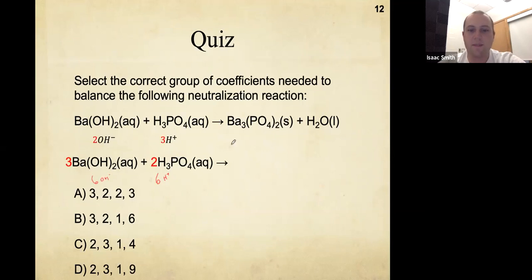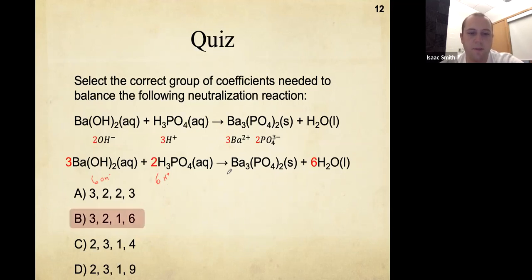So that's balanced. Then we can just look at these ones and make sure we balance them correctly to match the number of elements on the left side. Okay, so really just need to adjust the water molecules in this example. So 3, 2, 1, 6, okay, should be B.